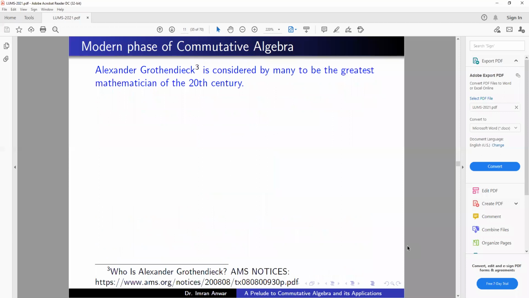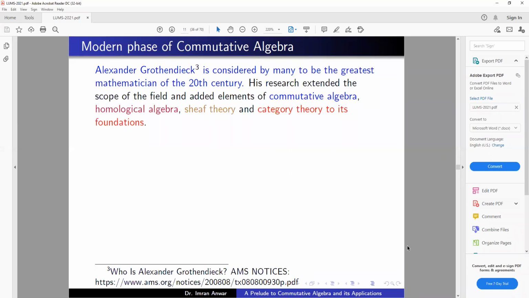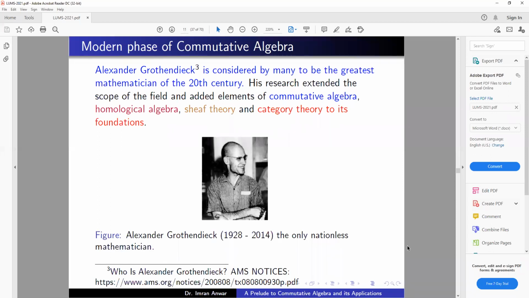The last person to mention here is Alexander Grothendieck. Alexander Grothendieck is considered by many to be the greatest mathematician of the 20th century. His research extended the scope of the field of commutative algebra. So he was a giant who took all the tools from commutative algebra, homological algebra, built sheaf theory and category theory to its foundation. And he revamped algebraic geometry's modern phase, and he applied the rigor of commutative algebra to it.